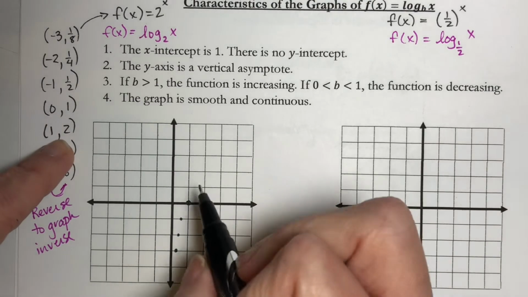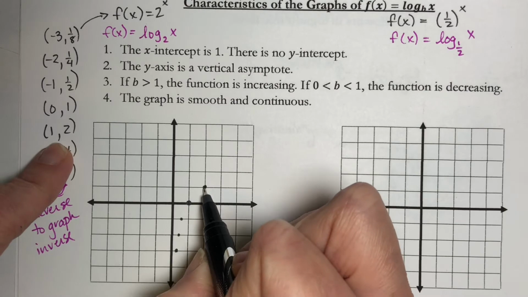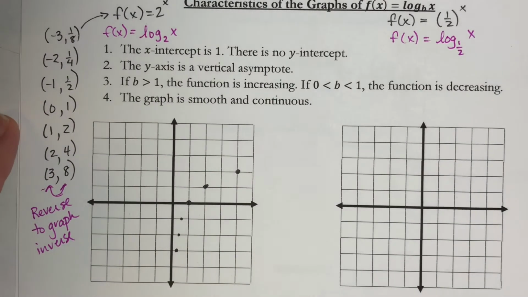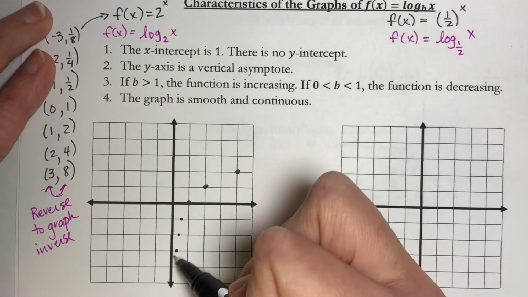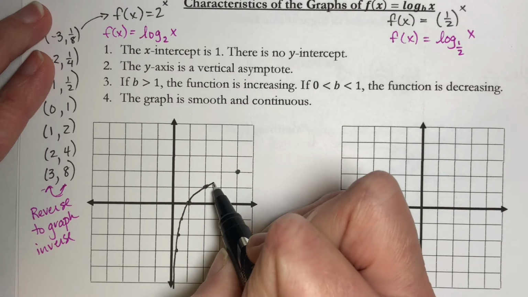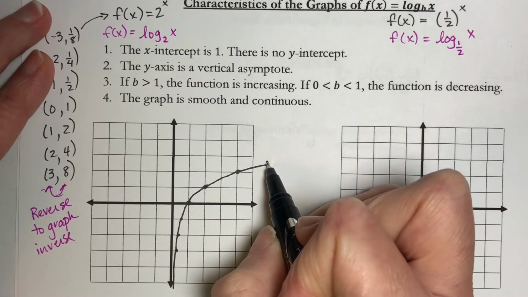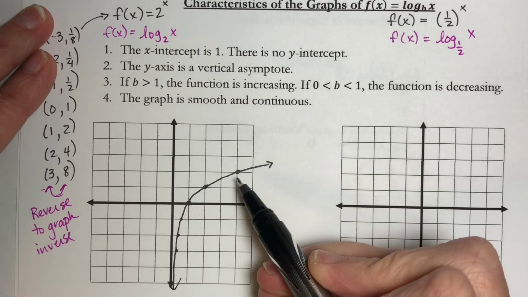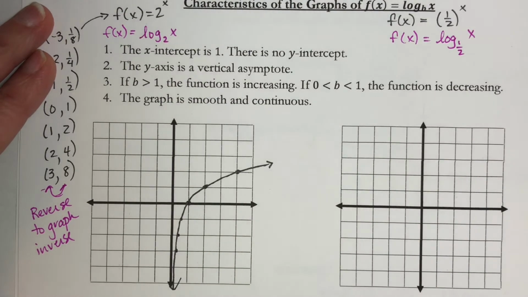They flipped as well. 2, 1, 4, 2, and I don't go out to 8 here. So this graph looks like this. It increases quickly at first, and then it starts to level out and it goes more slowly.